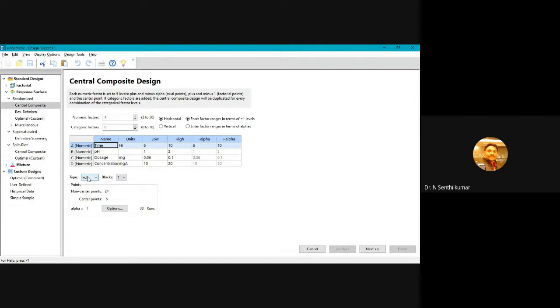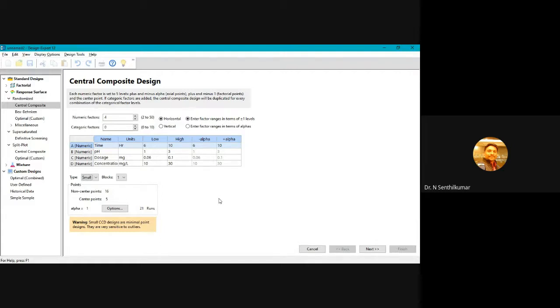Here in the type you can see full. In my setup, it is not possible to run 30 experiments. So what to do? I can just click the full, then I can take it as small. You can see now. Instead of 30 runs, it has now reduced to 21 runs. So the system itself has eliminated some experimental runs. So that 21 runs is possible with the setup. So 9 experiments are reduced, and it becomes a partial factorial.